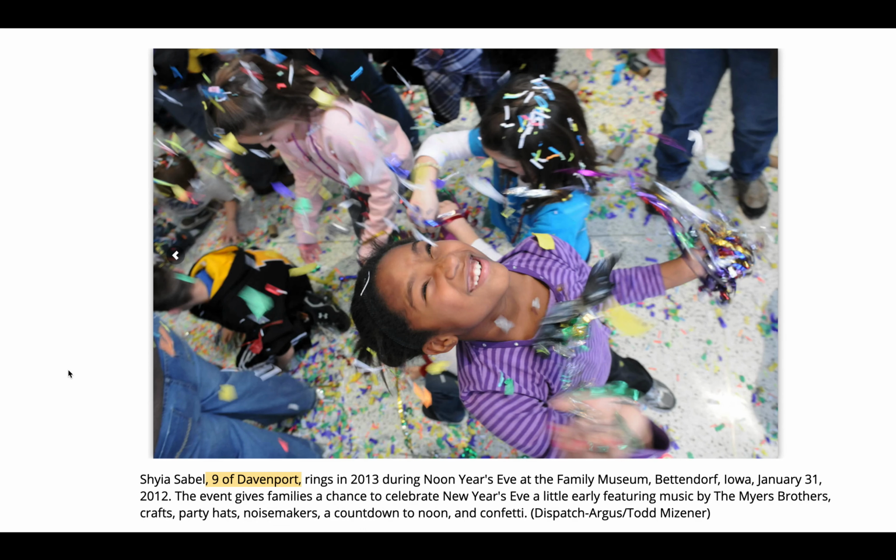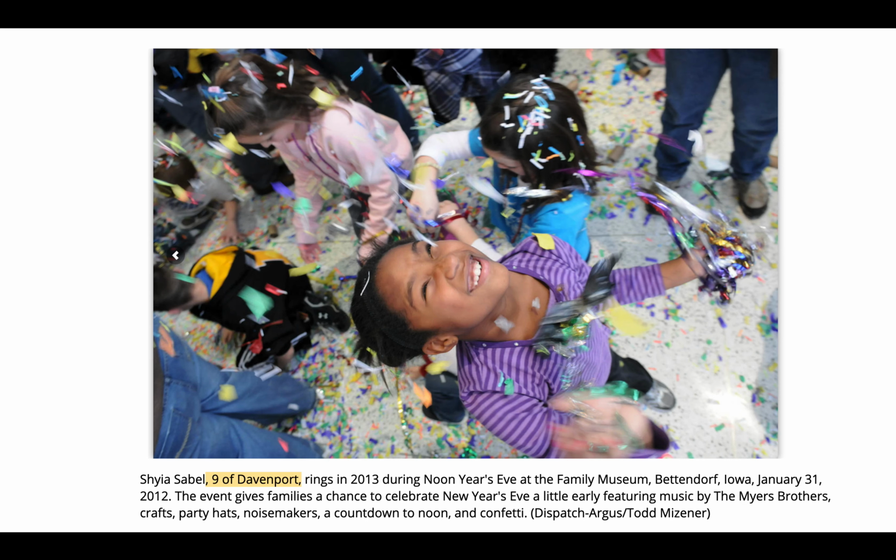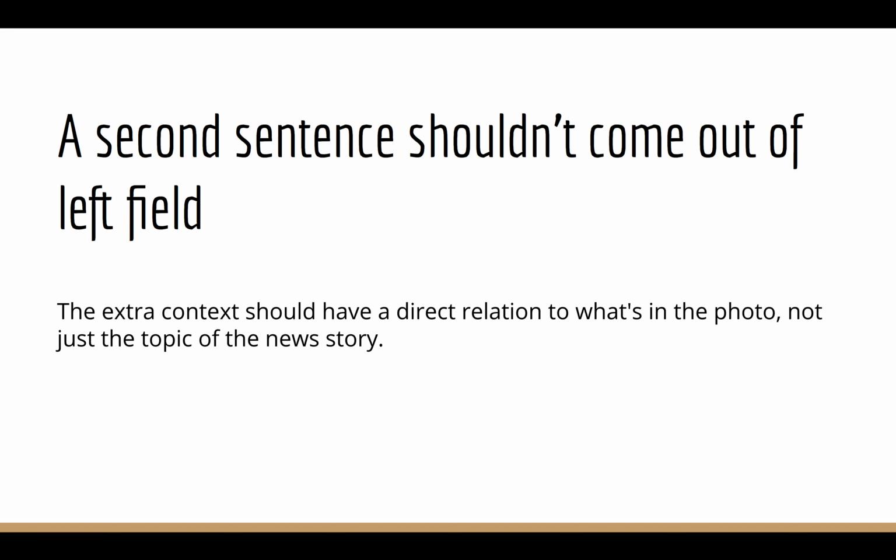Here we see one with age and child. So Shia Sable, 9, of Davenport. So there we have age and place, comma, rings in 2019, right? So this is the pattern that we're going to want to write them in for this class. If it's an adult, of Moline; if it's a child, age, of wherever, right? So this is how we will do it in this class.